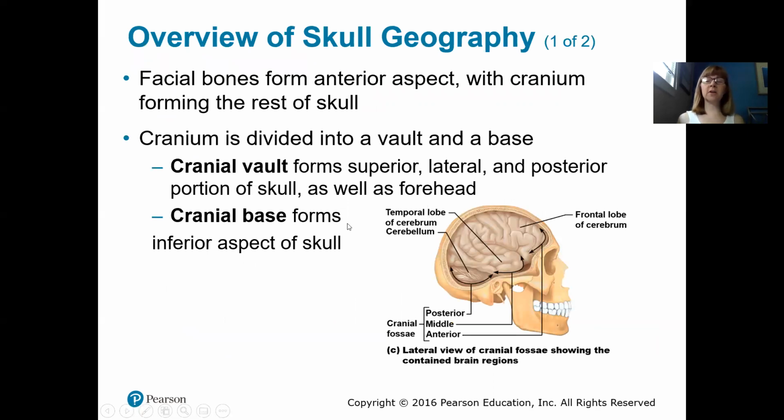And when we look at the geography of the skull, remember the facial bones form the anterior aspect. So those are all the facial bones. Then we have back here in the posterior, those are the cranium, and this is the cranial vault, which contains your brain, and then you have the cranial base right here, and that's the most inferior aspect of your skull.